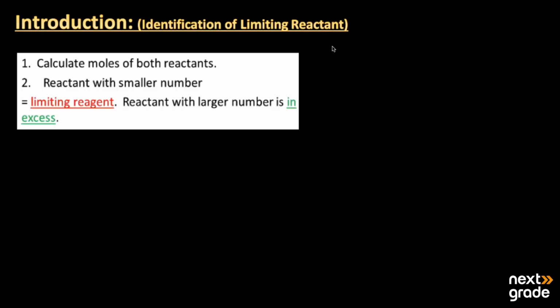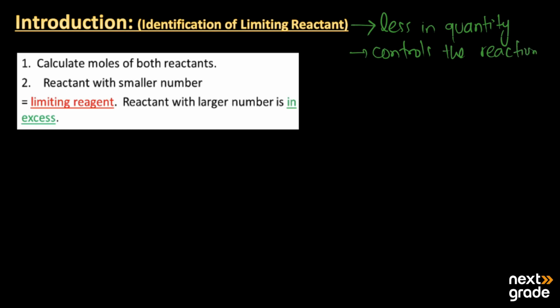So in today's video, we will discuss the identification of the limiting reactant. As in our previous lesson, we have already learned what is meant by the limiting reactant. Basically, the limiting reactant is the reactant that is present in less quantity. On the other hand, it controls the reaction, or the amount of the products. Basically, it depends upon the limiting reactant.